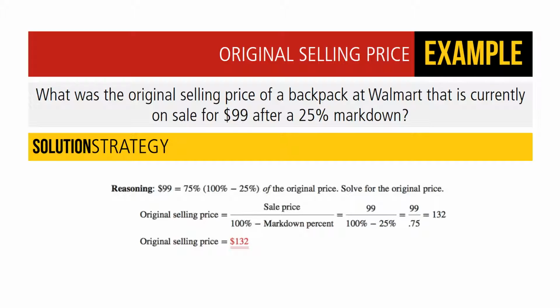Remember, $99 is equal to 75%, or 100% minus 25%, of the original selling price. So we solve for the original selling price. Original selling price from our equation equals sale price over 100% minus markdown percent. In this case, the sales price is $99. We put that over 100% minus 25%. So we take 99 and divide it by 0.75. That gives us an original selling price of $132.